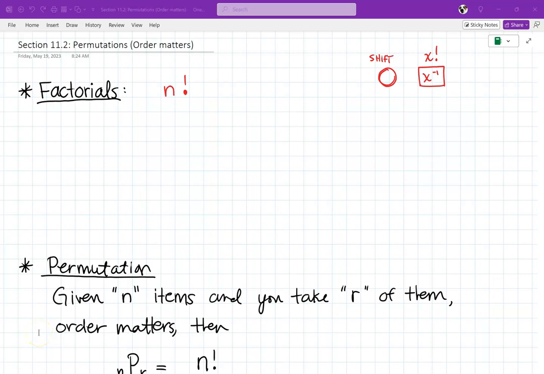So section 11.2, permutations. It says order matters. In other words, it matters which order we pick things. So for example, let me give you two different situations with kind of the same idea.